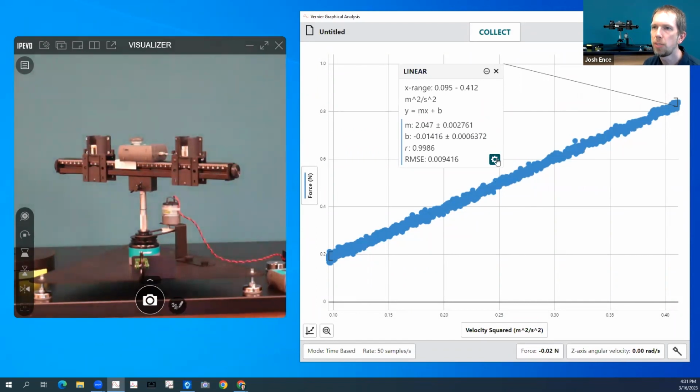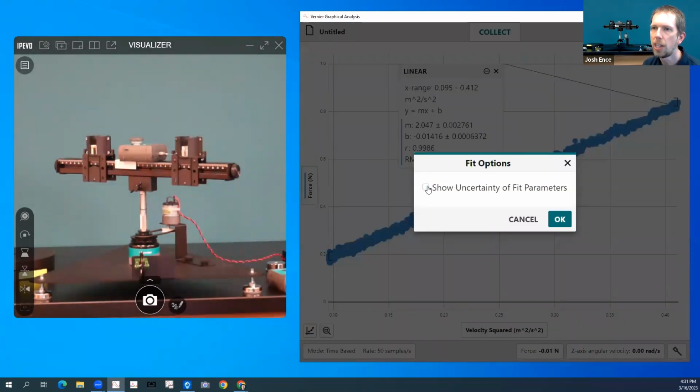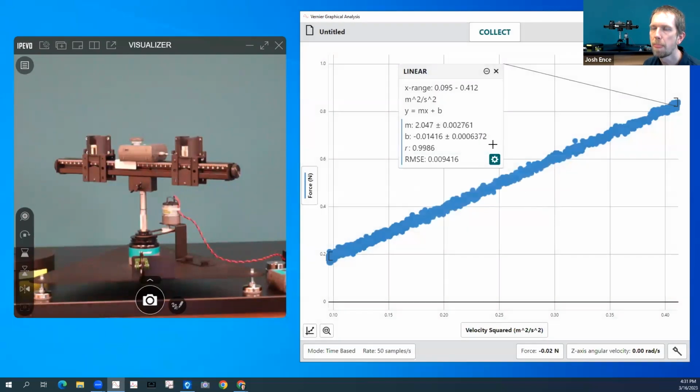The way that's found is by this little gear icon. You can check or uncheck this box here. And like I said, that's a relatively new feature. Graphical Analysis is our latest data collection app. It is like Logger Pro in the sense that it connects to our interfaces and our sensors. You collect data into it, and it's got all these options to do curve fits and statistics and that sort of thing.